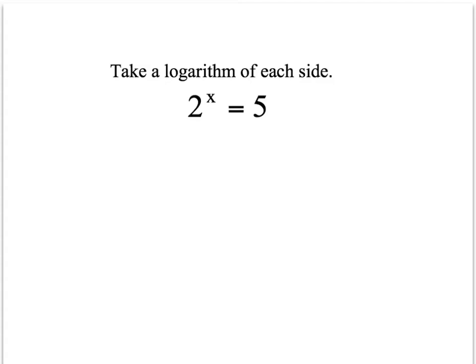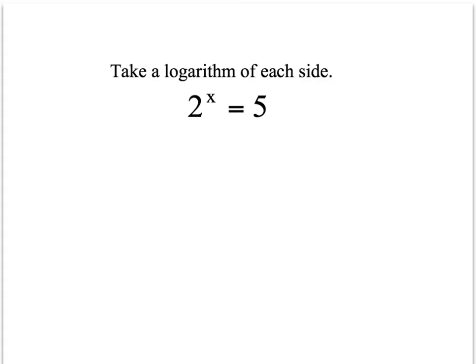In this example, we're looking at 2 raised to the x power being equal to 5. This time, it's not possible to express 2 and 5 with like bases. So we're going to use a little different technique this time. We're going to take a logarithm of each side. We're going to take a logarithm because our x is stuck up in its exponential position, and I want to use that property that allows me to move exponents out of exponential position.